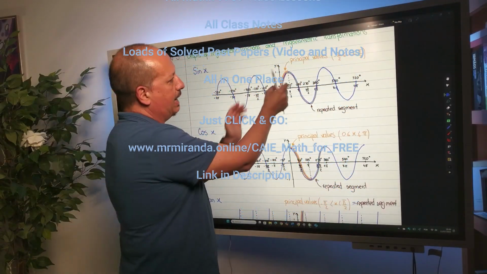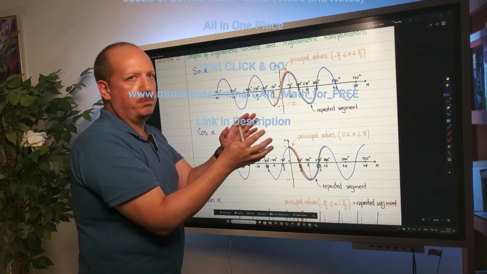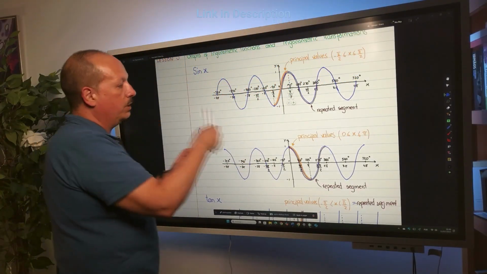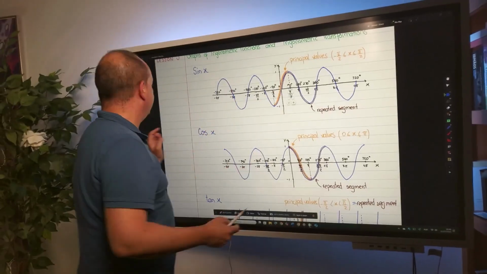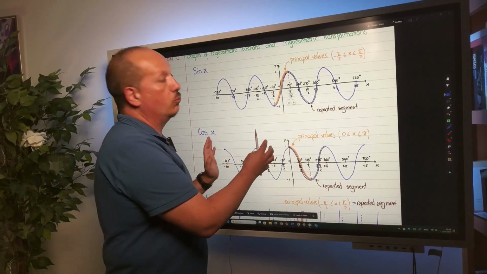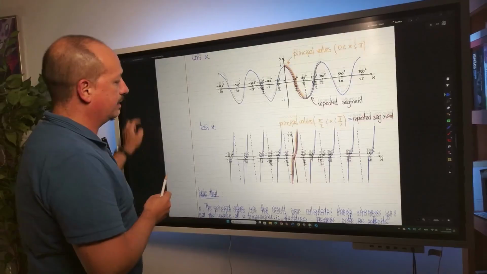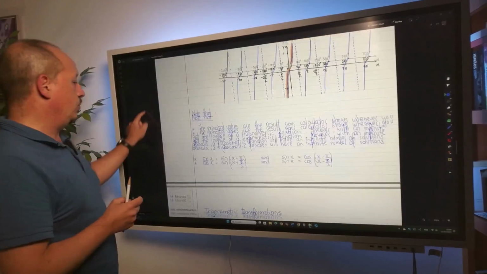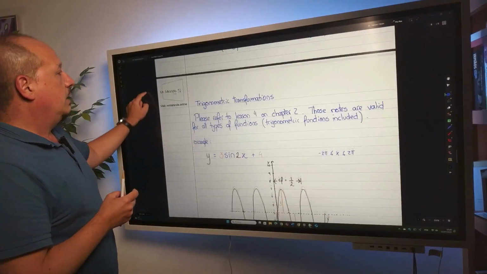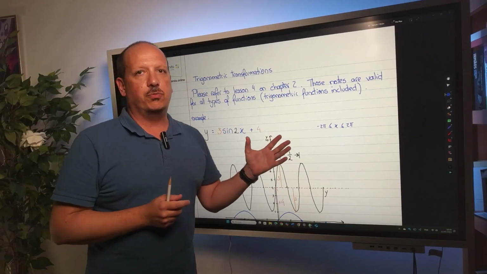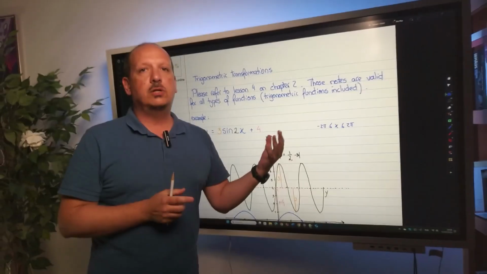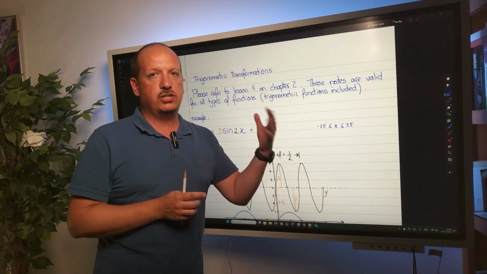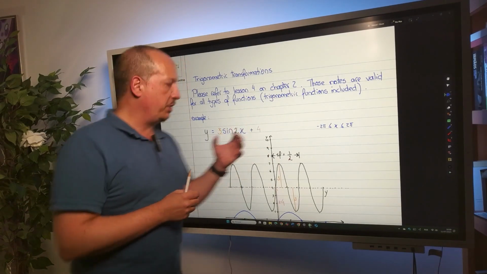So you have to add the segment by which it is being moved to the left, which is pi over 2. If you want to start from this and go over there, then you have to move it now to the right, so you have to subtract the same amount. Okay? And this leads us to transformations. What you need to know about trigonometric transformations? Nothing more than what you learned before. Okay? Everything that you learned about transformations in functions is the same over here.